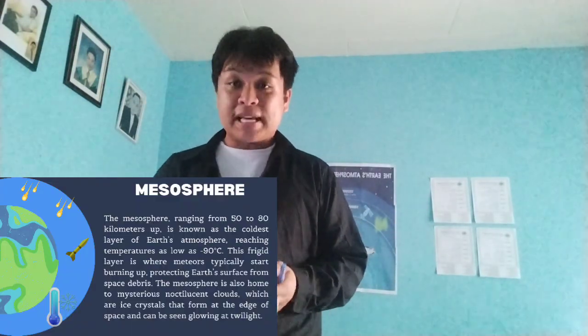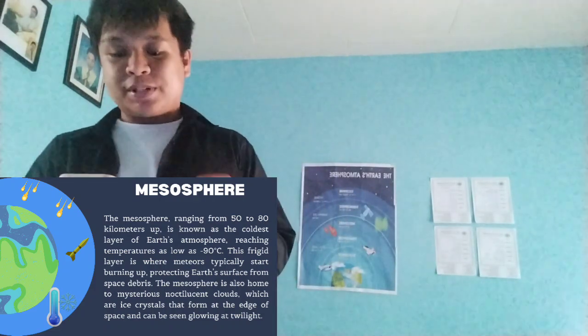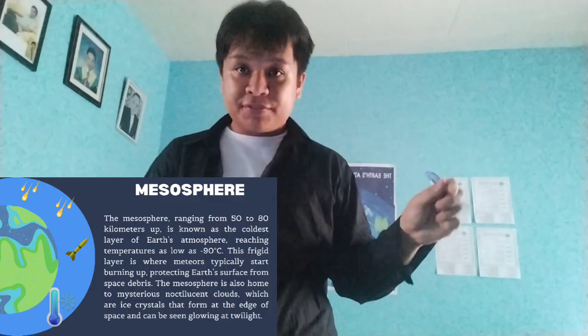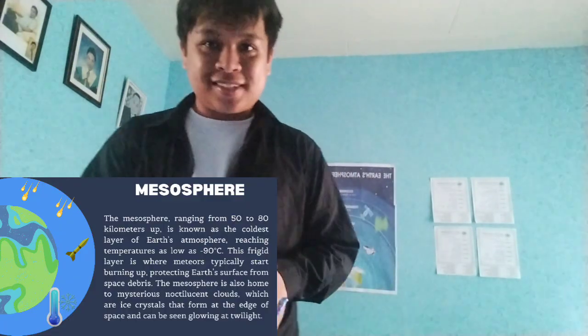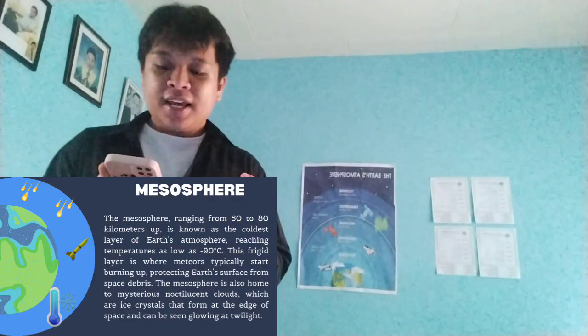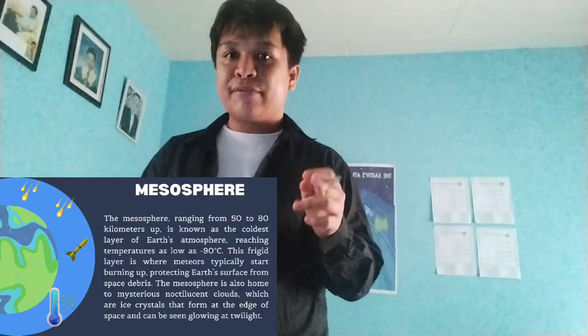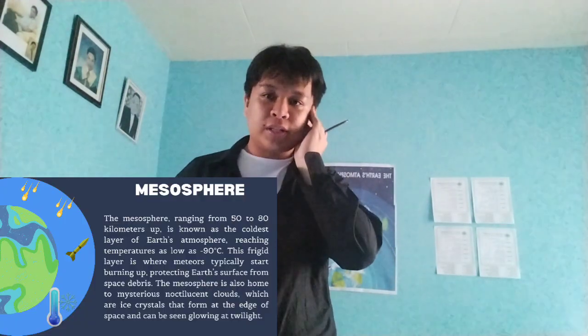Next, the next layer of the atmosphere is what we call the mesosphere. The mesosphere is in the middle of all the layers of atmosphere. It ranges from 50 to 80 kilometers up, and it's known as the coldest layer of the Earth's atmosphere, reaching as low as negative 90 degrees Celsius. So imagine its cold temperature, that is the mesosphere.